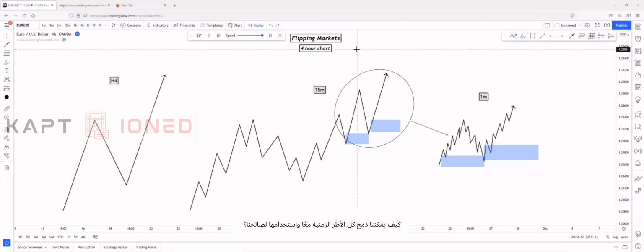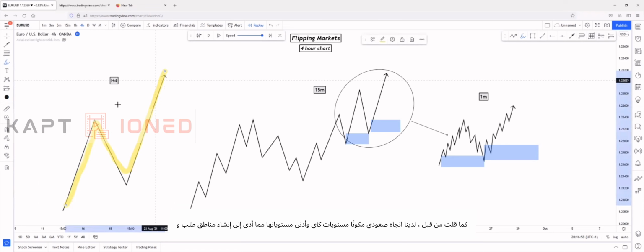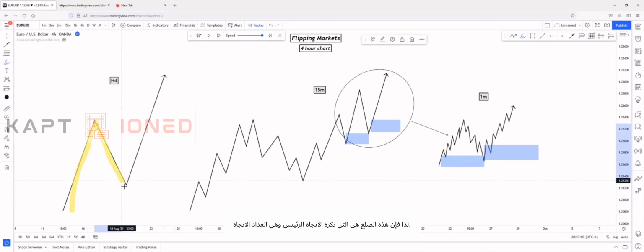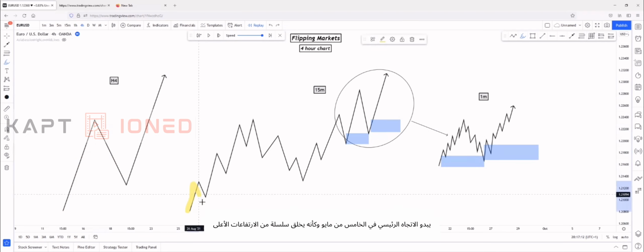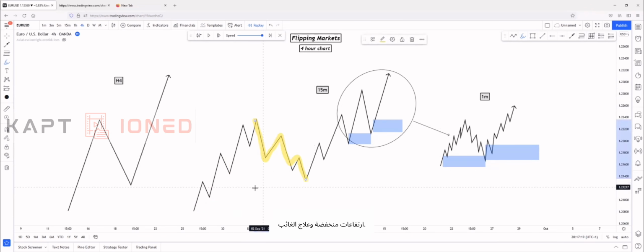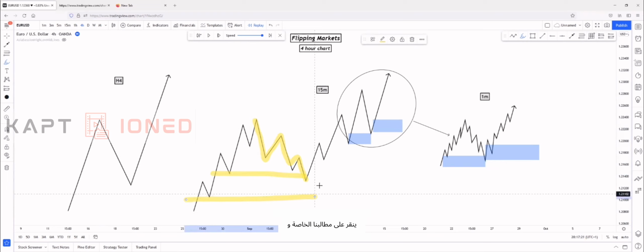Okay, let's see how we can combine all of the time frames together and use them for our advantage. As I said, the 4-hour is bullish, creating highs and lows, creating demand zones and breaking through supply zones. So the main trend is bullish in this scenario. So this leg is the main trend, this leg is the counter trend. The main trend on the 15-minute will look like this, creating a series of higher highs and higher lows. And the counter trend will look like this, creating lower lows and lower highs until it taps into a 4-hour demand zone, and the 4-hour demand zone reverses the price for the main trend again.